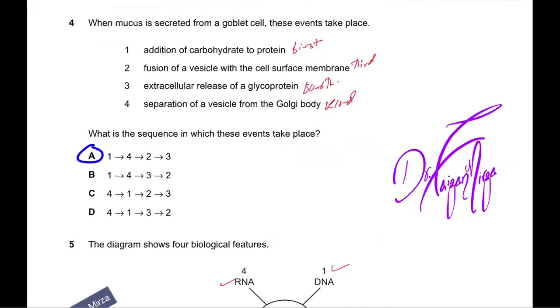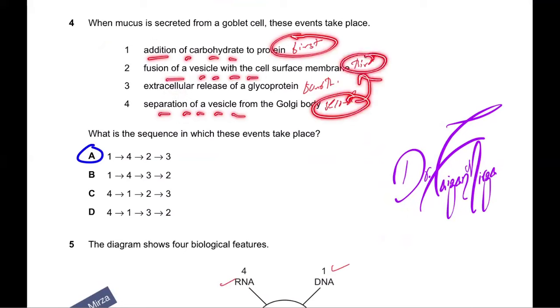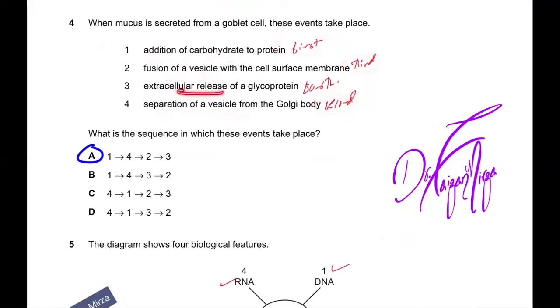Next, mucin is secreted from a goblet cell, and these are the events that take place. These are the various steps mentioned; you just arrange them in order. We know that the addition of carbohydrate is the first step, followed by the separation of the vesicle from the Golgi. This is followed by the fusion of the vesicle with the cell surface membrane. This is third, and then the exocytosis of the glycoprotein should be the fourth. So the only option that stands correct is this.